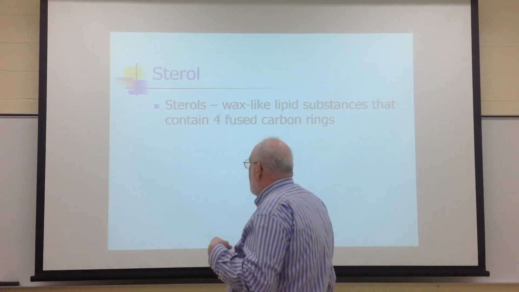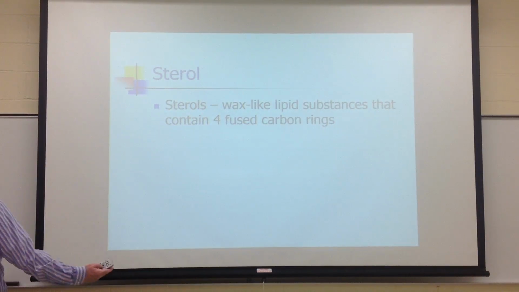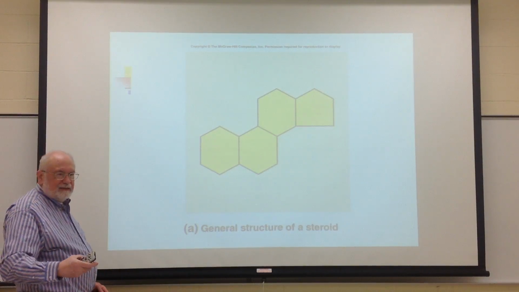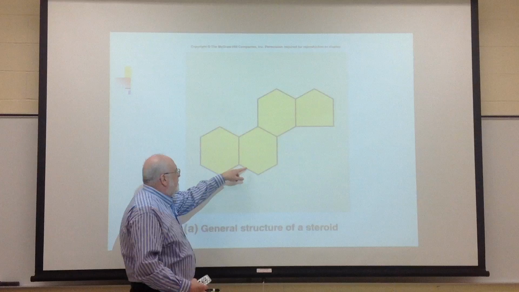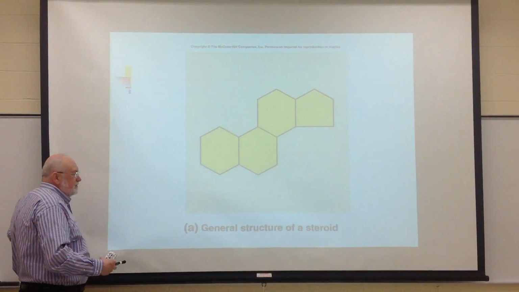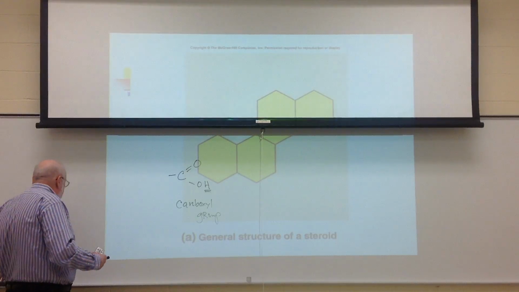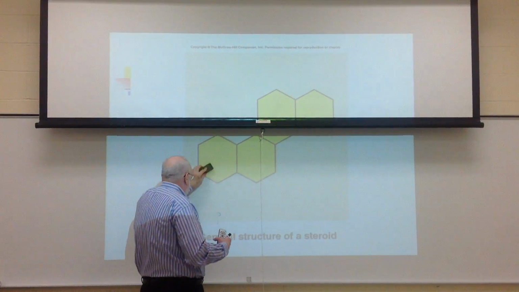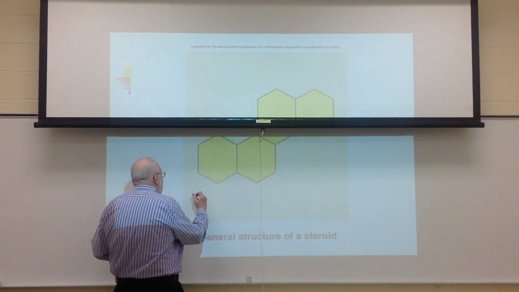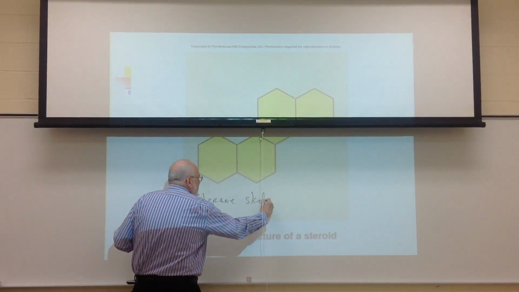All right. Now, those 4 fused carbon rings. Let's take a look at that. And here it is. You just have to imagine at each one of these points there's a carbon. That is the general structure of a steroid. It does have a name. Let me write that up here for you. Whenever you see that structure, that is referred to as a sterane skeleton.